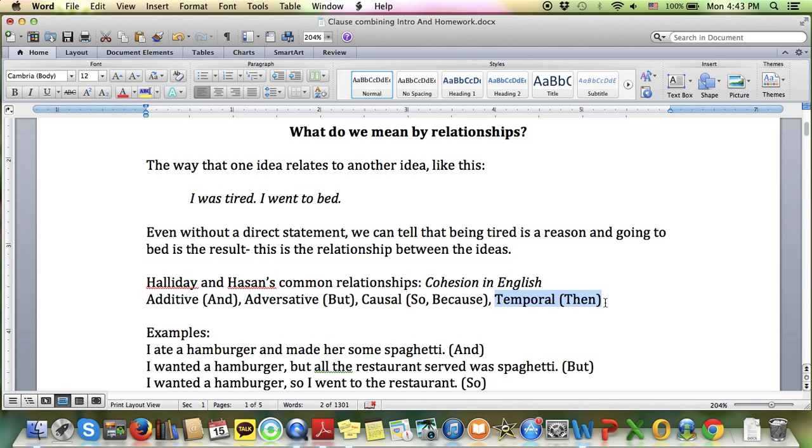And then is one of the most common temporal links in English. It's also one of the areas where people make the most mistakes because there is a difference between then and then. We won't go into that right now. I just wanted to mention that. So we have these 4 types of relationships. Basically, and, but, so, then. They're the most common. That's not to say they're all of them, but they're the most common.